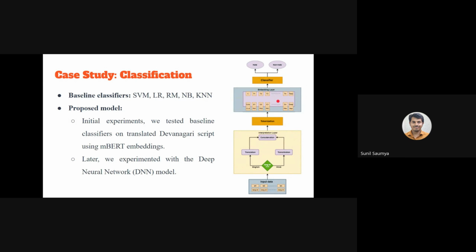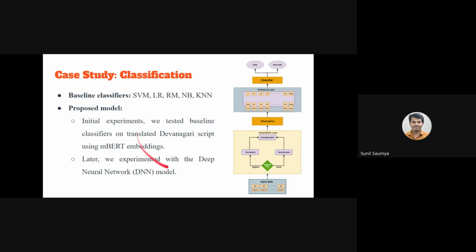The other part was quite common, as in any other research: tokenization, then the embedding layer, and finally the classification layer. For the classification layer, we didn't use any very complex model. We had already spent a lot of time on the earlier steps, so we kept the models simple and tried some baseline classifiers: SVM, logistic regression, random forest, naive Bayes and k-nearest neighbor. We also tried a DNN.